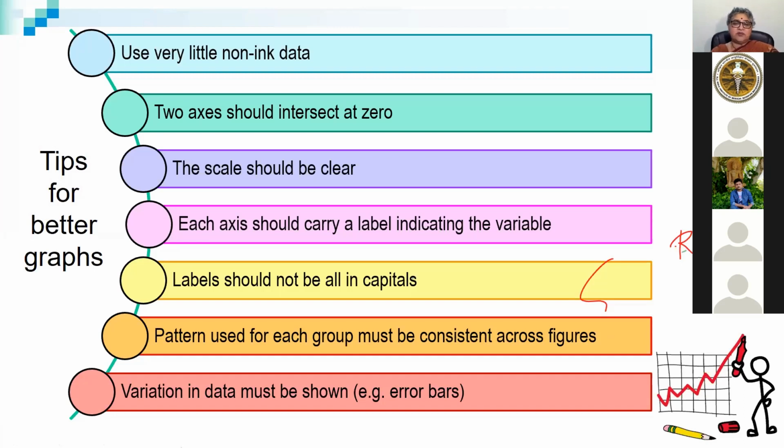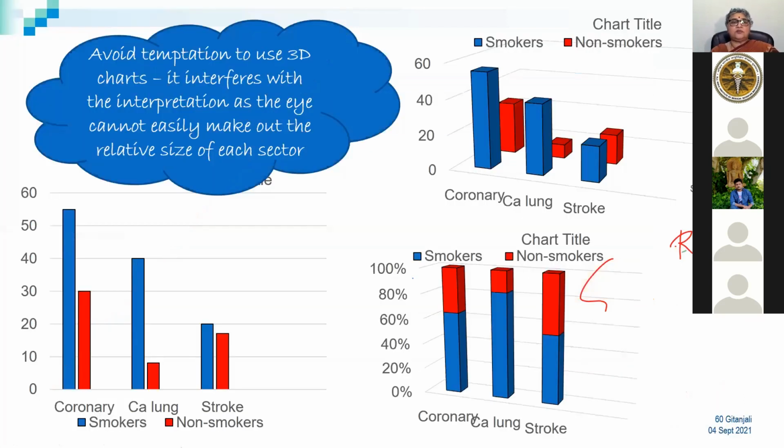And of course, variation must be shown. This I also told you. So avoid the temptation to use 3D graphs because it interferes with the interpretation, as the eye cannot easily make out relative size. So this should be only 2D, just like this. Having it like this doesn't add anything more. It is more complicated.